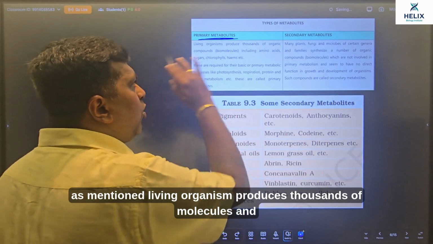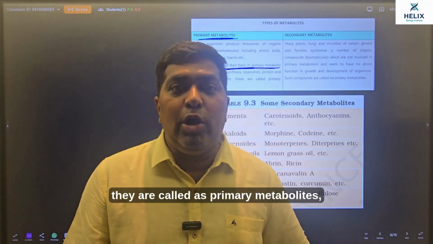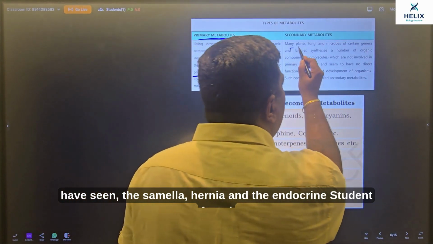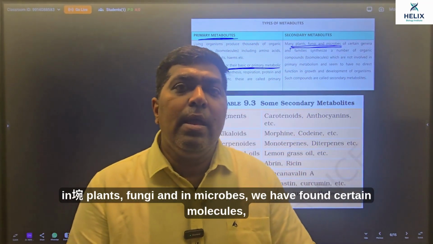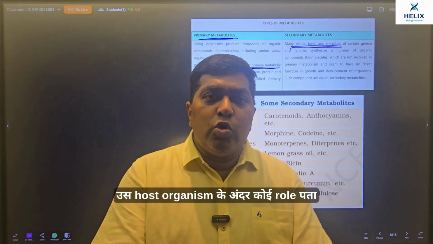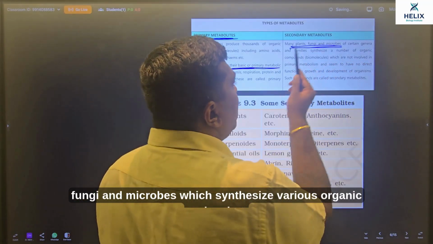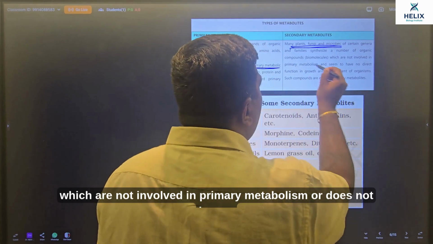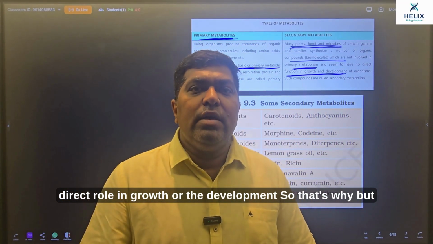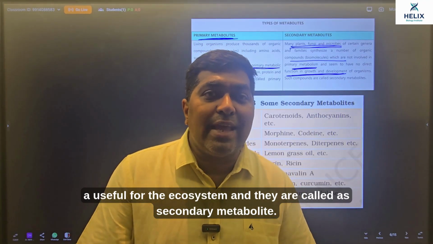As mentioned, living organisms produce thousands of molecules, and those required for basic or primary metabolic processes are called primary metabolites. That is, those whose function we know, we classify as primary metabolites. But apart from that, we have seen that in many plants, fungi, and microbes, I repeat, many plants, fungi, and microbes, we have found certain organic molecules whose role in the host organism is not known or not yet identifiable. So yes, many plants, fungi, and microbes synthesize various organic molecules which are not involved in primary metabolism, or they do not have a direct role in growth or development. But at the same time they are useful to human welfare or useful for the ecosystem, and they are called secondary metabolites.